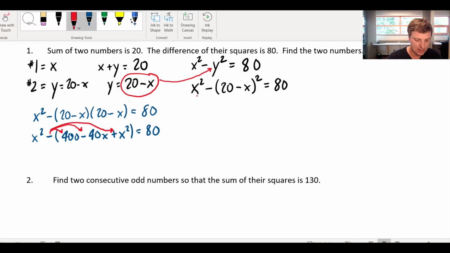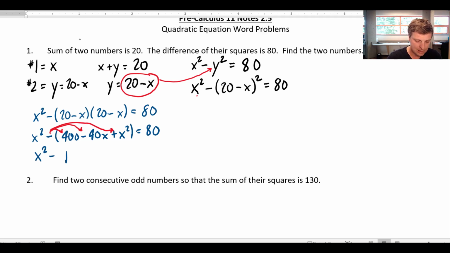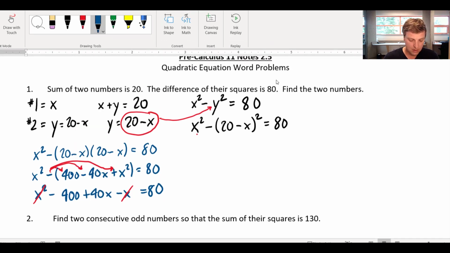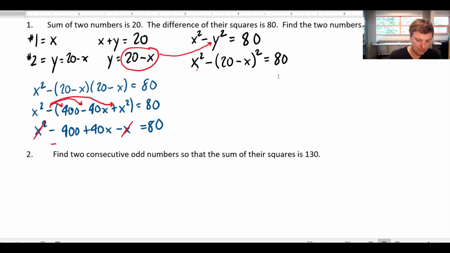And so I'm going to have x squared minus 400, negative times a negative is plus 40x, and then minus x squared equals 80. And when I collect like terms here, you can see that this x squared and that x squared are going to cancel out. And so if I rewrite what's left behind, I've got negative 400 plus 40x equals 80.